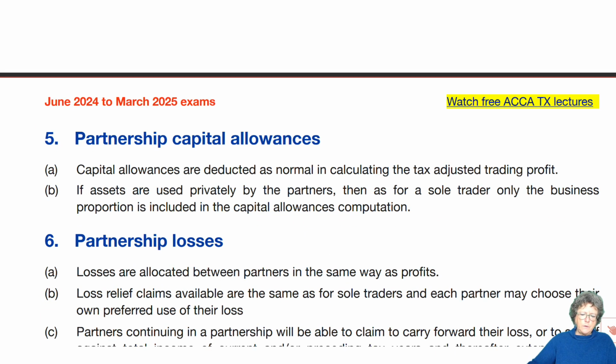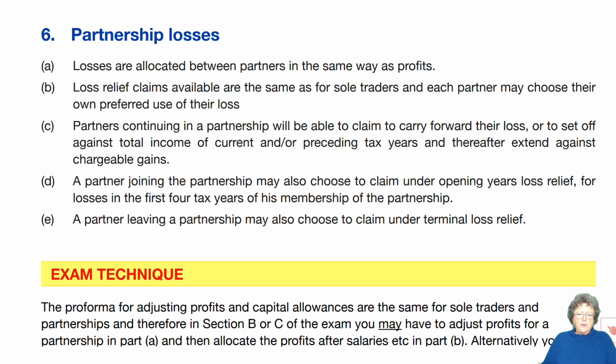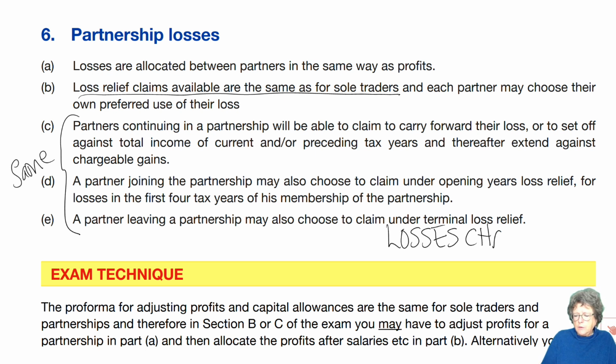If we go back to the notes now, capital allowances are deducted. Okay, trade profits exactly the same as for individuals. You are unlikely to get privately used assets, you're not going to get that sort of question. Now, losses are allocated exactly the same as profits are. Loss relief claims are exactly the same as sole traders, and each one potentially picks their own, whichever is best for them. Any losses carried forward, you've got all of the losses, current year and or previous year, opening years, closing years, going into gains. Yep, all of those are all the same, and you must have watched the losses chapter. Not going to recover those here, there's no point. The chapter clearly shows exactly what's going on.